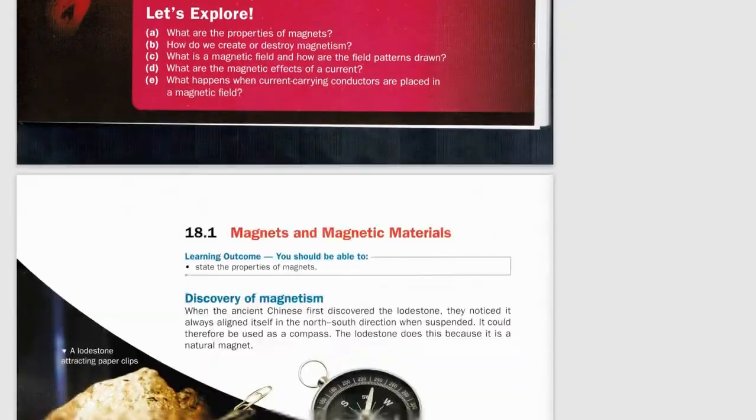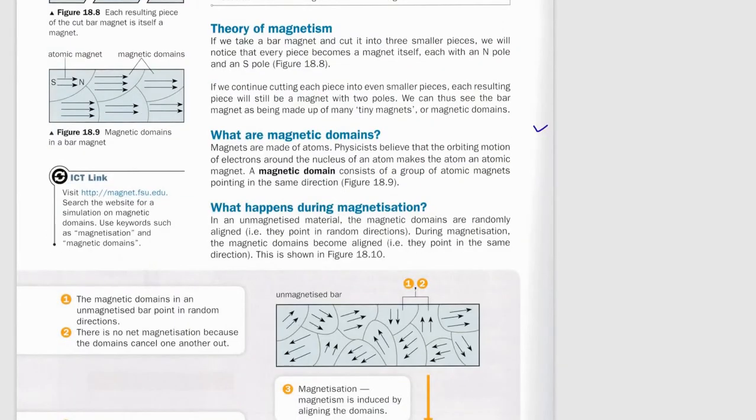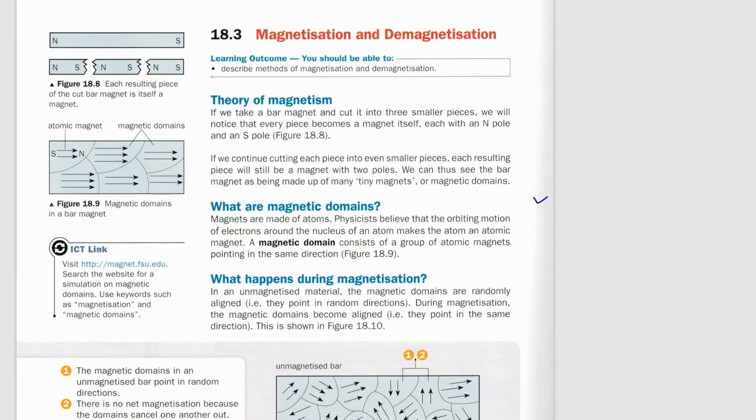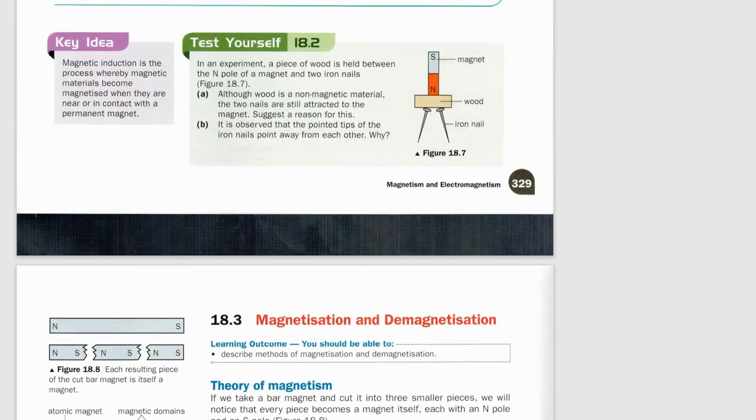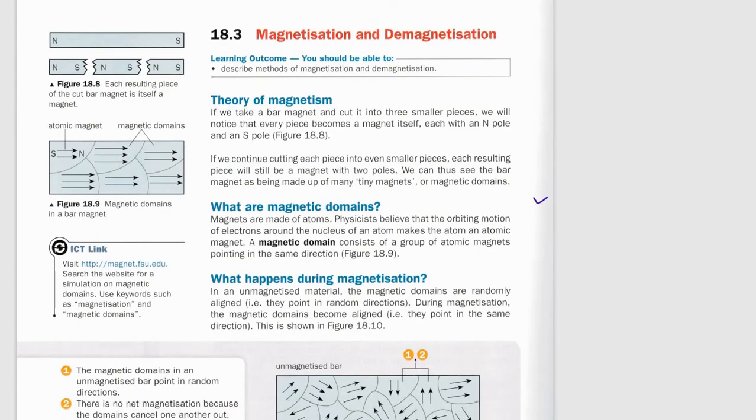So today I'm going to talk about topics 18.3 and 18.4, which talk about the magnetic field, what magnetic domains are, and how magnetization and demagnetization happen. If you want to see my previous video on 18.1 and 18.2, it is available there. Now let's talk about magnetization and demagnetization.